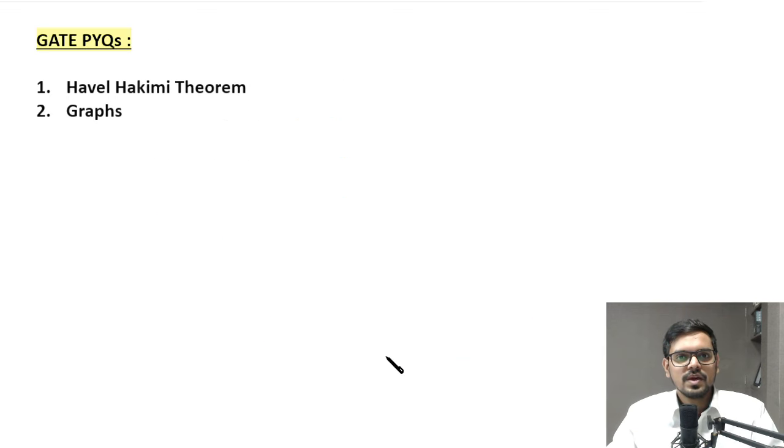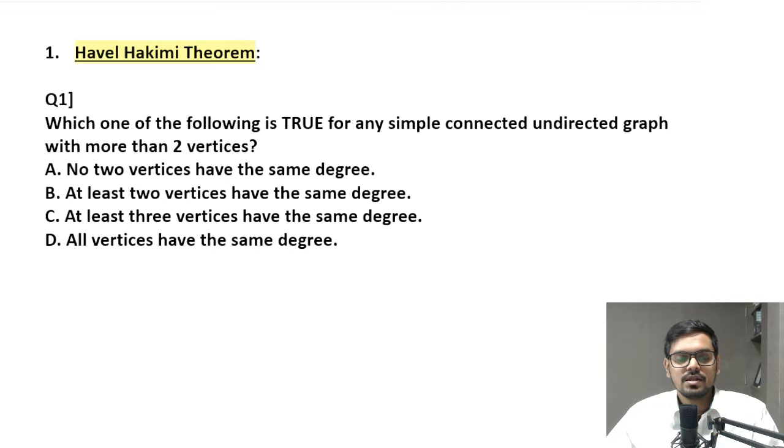In today's class, we are going to solve GATE PYQs on the Havel-Hakimi theorem and different types of graphs. So let us start the lecture with the very first question. Pause the video, try, then look at my solution. Tried? The question says, which one of the following is true for any simple connected undirected graph with more than 2 vertices? We have 4 options.